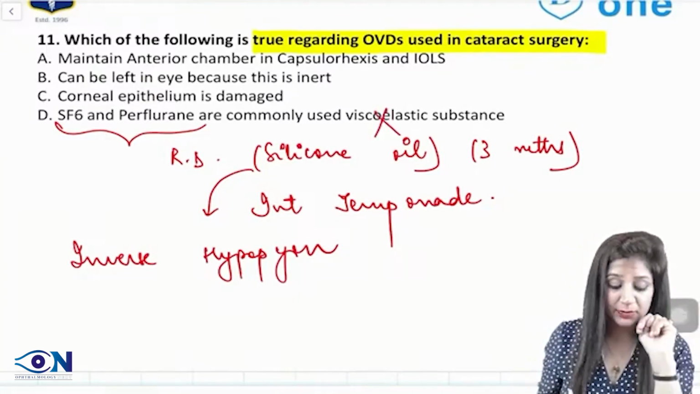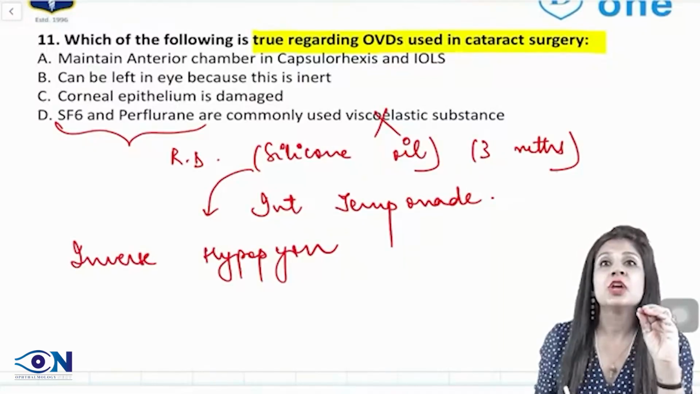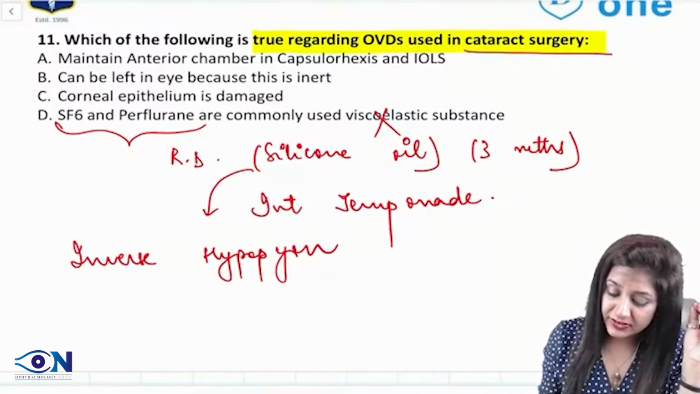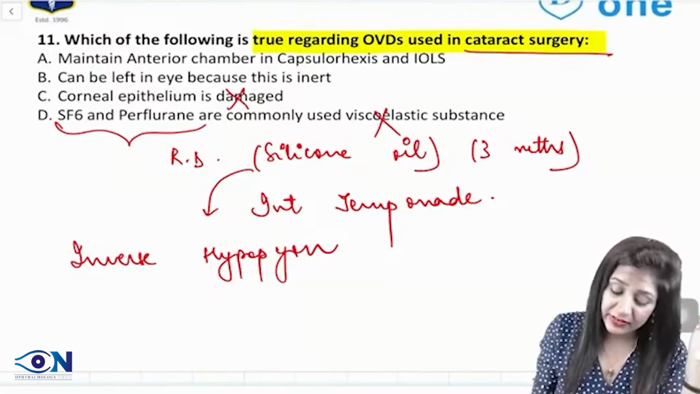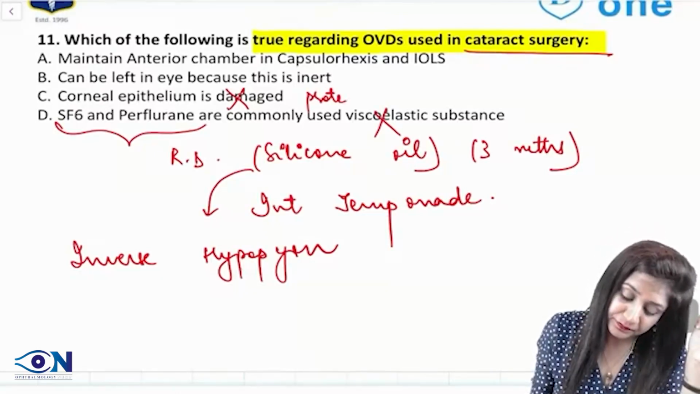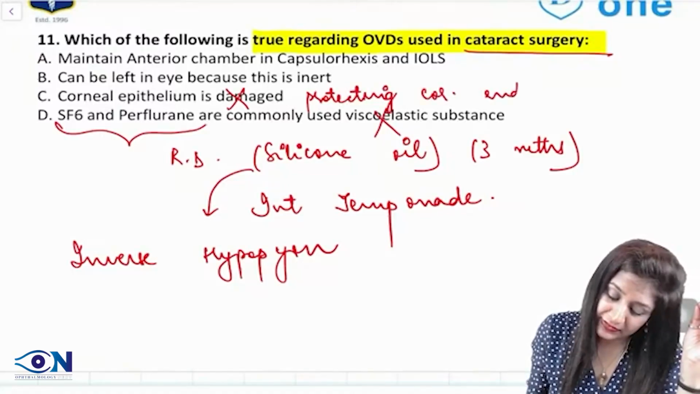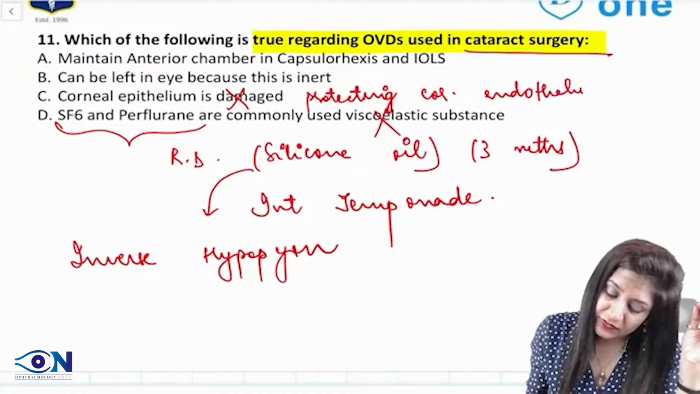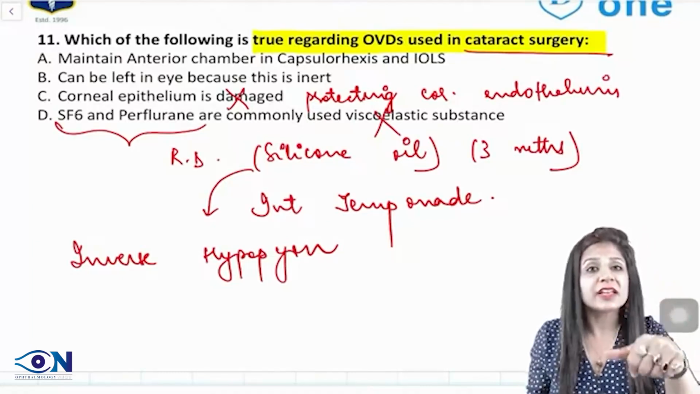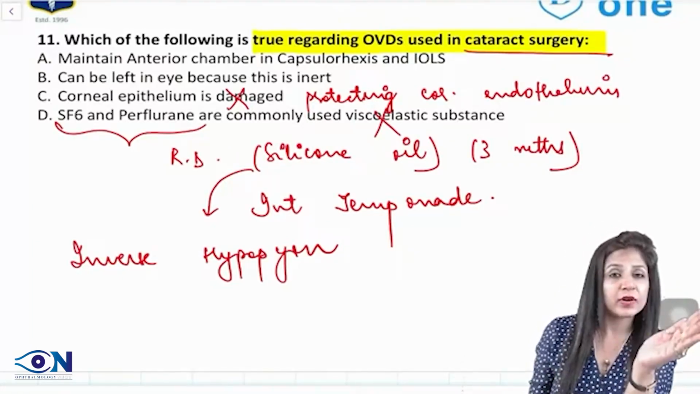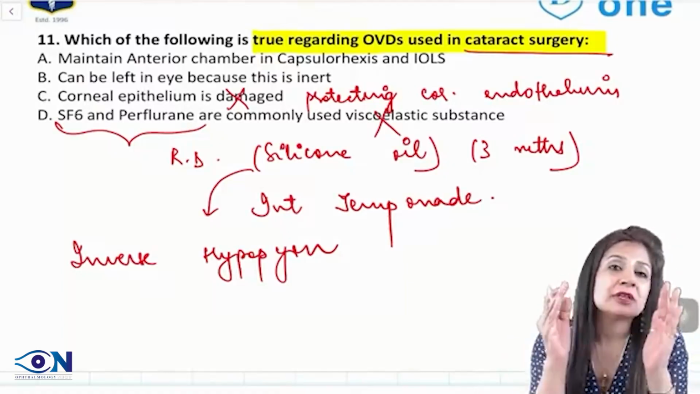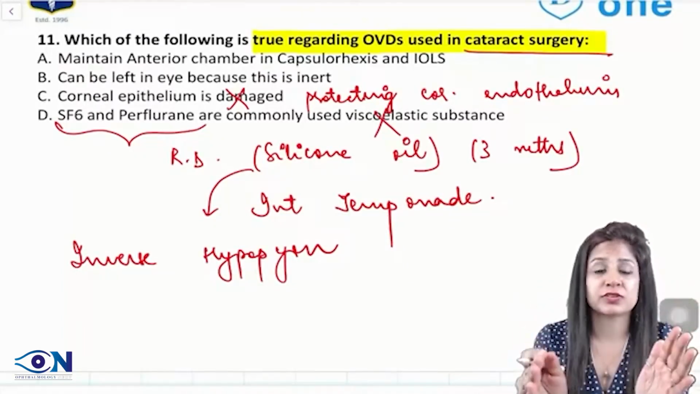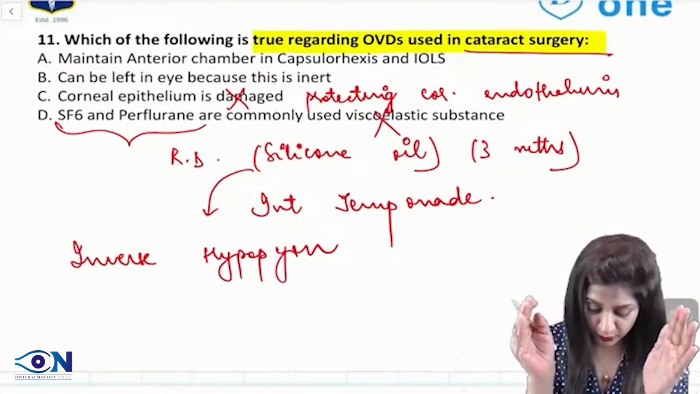Then option C, corneal epithelium is damaged. Now, if they are used in cataract surgery, obviously we will not be damaging the corneal epithelium, rather they are protecting the corneal endothelium. They are made in such a way that, because we are injecting them in the anterior chamber, they will remain in contact with the inner layers of the cornea, and therefore we make them non-toxic. They are rather protective to the layers of the cornea.